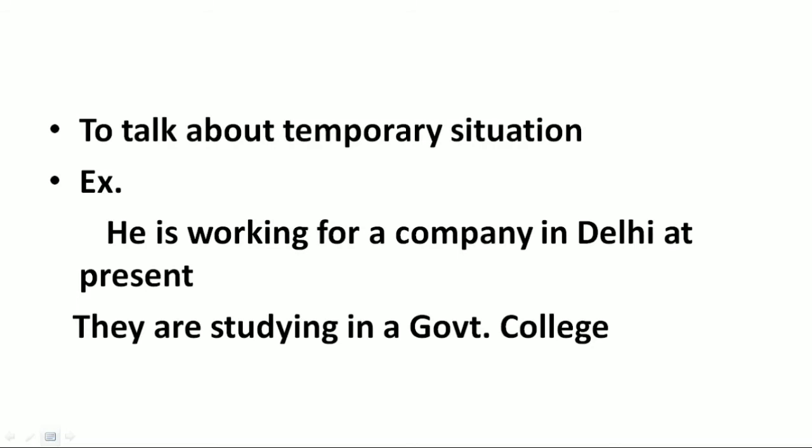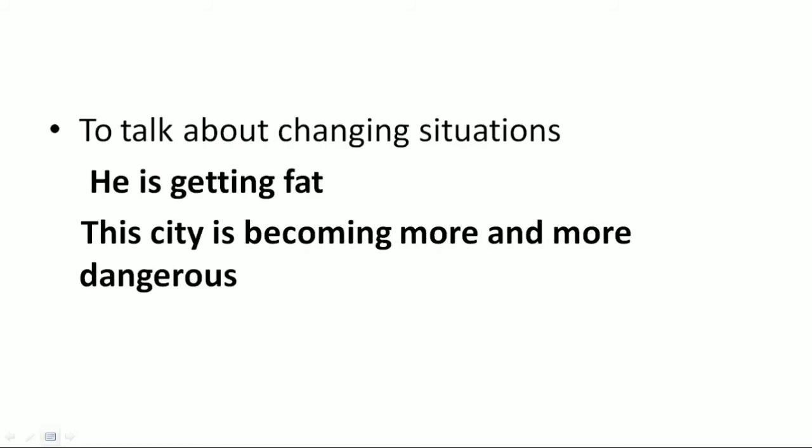They are studying in a government college. But that action, studying, is a temporary situation. Next year, they may not be studying in that government college. So it is a temporary situation. The fourth usage of this tense is to talk about changing situations. He is getting fat. That means getting fat is a changing situation. This city is becoming more and more dangerous. These changing situations can be expressed well with verbs like getting and becoming.